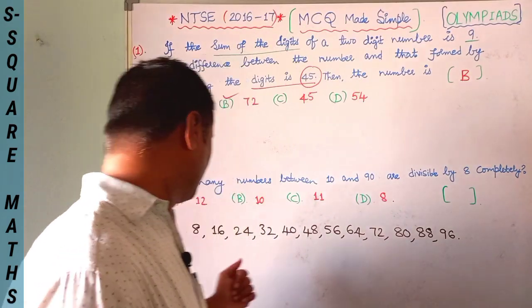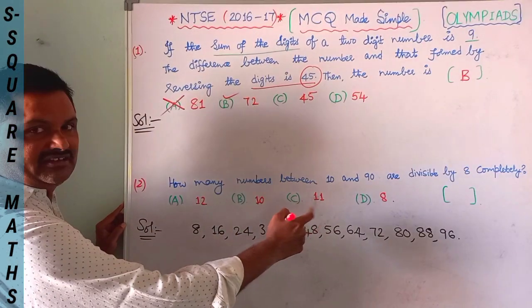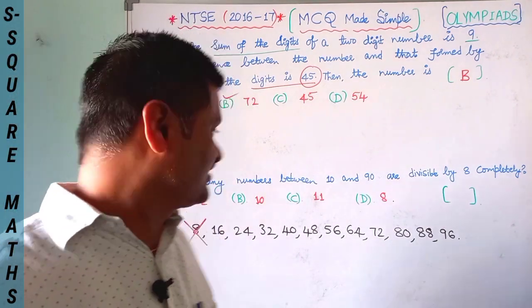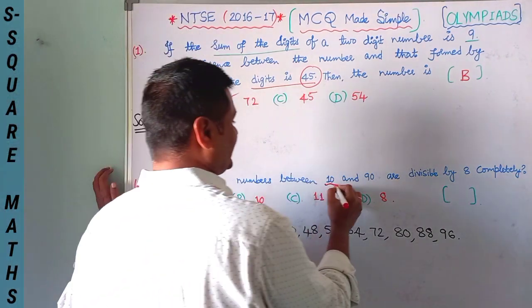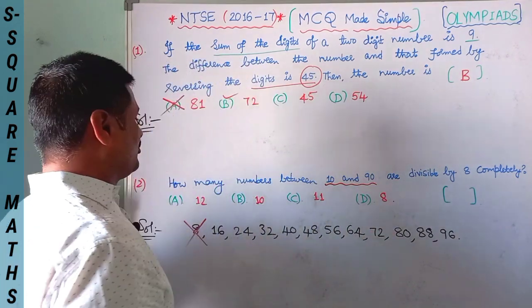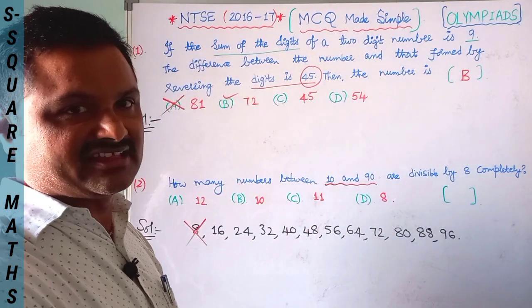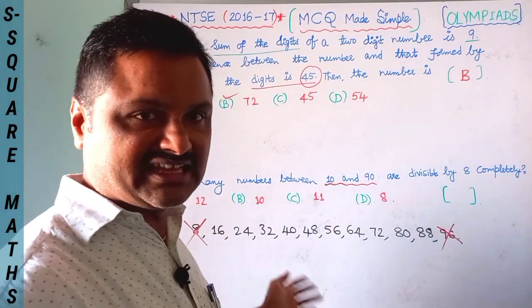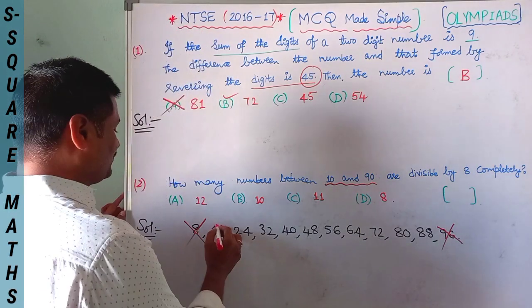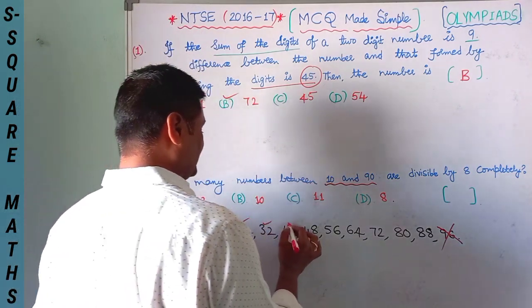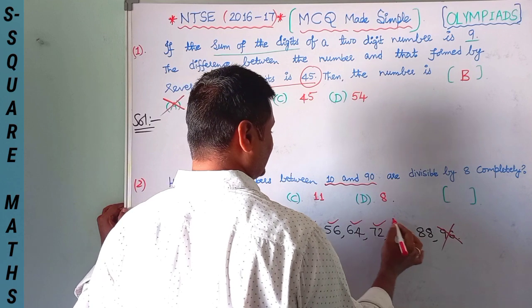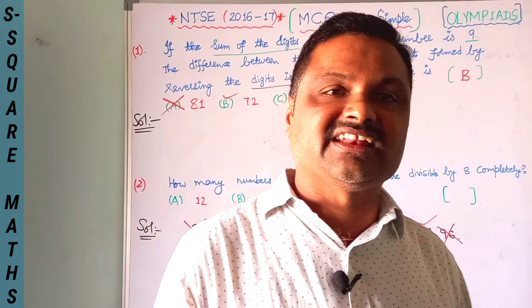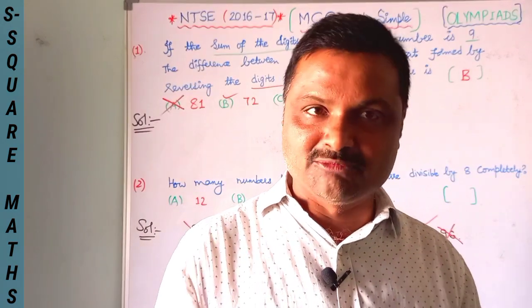And if you observe carefully from the given options, 8 is not valid here. 8 is a 1-digit number because they asked here between 10 and 90. How many numbers between 10 and 90 only they asked. So here 96 is beyond our 90. So these are the numbers now: 1, 2, 3, 4, 5, 6, 7, 8, 9, 10. So there are 10 natural numbers between 10 and 90 which are divisible by 8 completely.